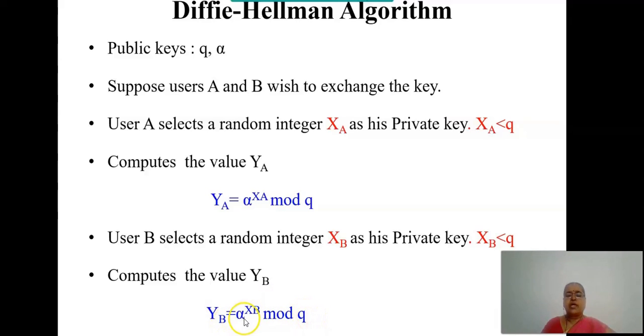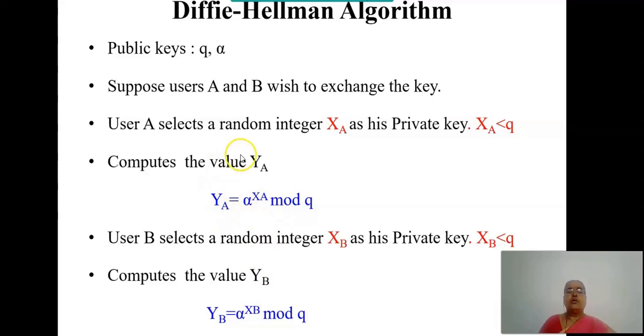q is the prime number, alpha is nothing but the primitive root of q, and using that he will find out yb. Okay, as I said already, no two xa values will give you the same ya. Similarly, no two xb will give you the same yb value. For each and every xa value, ya is unique.